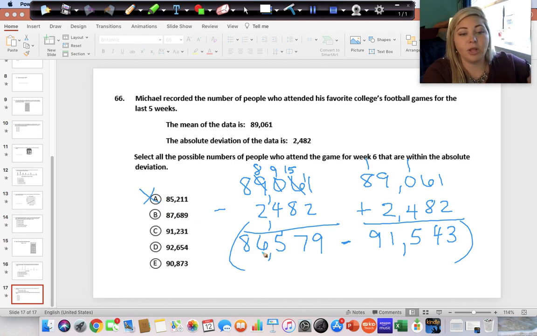85,000 is below that, so that won't work. 87,000 falls within that range. 91,231 falls within that range. 92,000 is too big, but 90,000 falls within that range. So B, C, and E all work for this one.